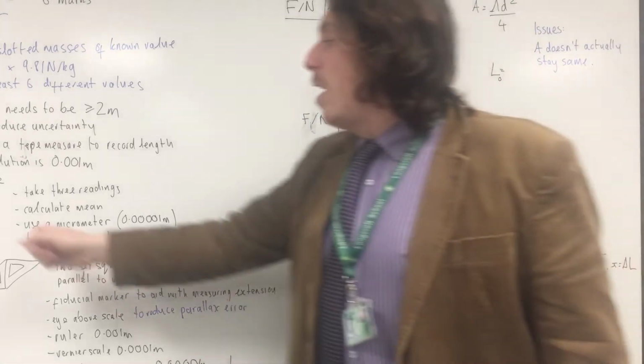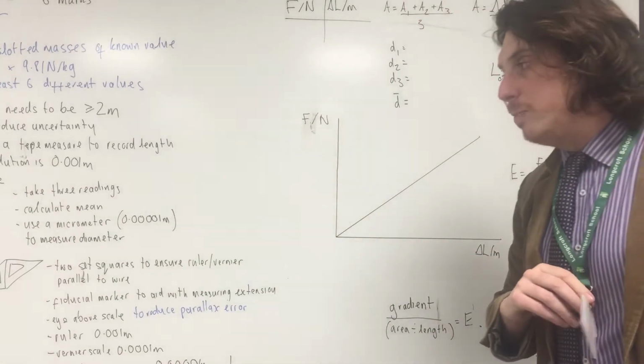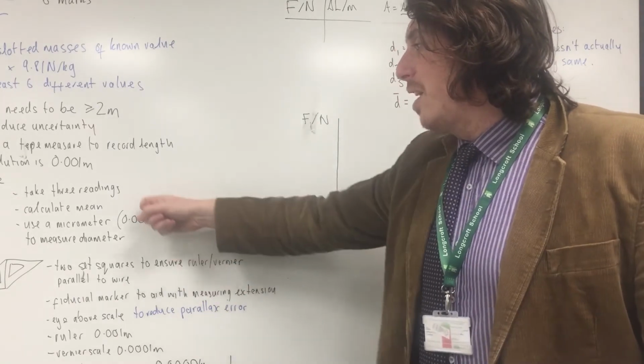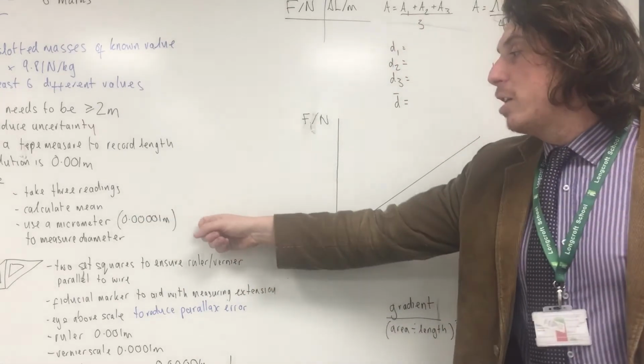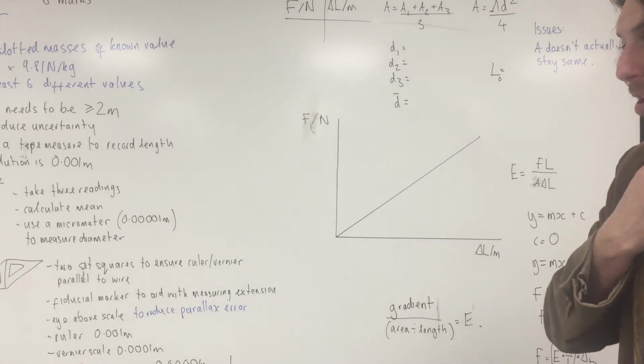For the area, it is pi times diameter squared divided by 4. And for the cross-sectional area, we'd take 3 readings of that diameter and calculate the mean. And we'd use a micrometer to do that, and that's 5 decimal places. And that's for measuring the diameter.